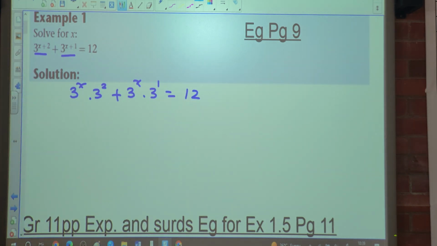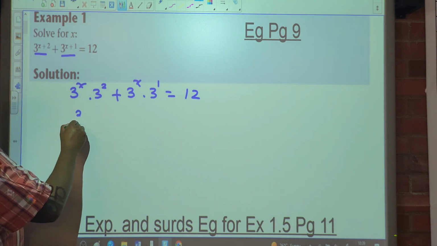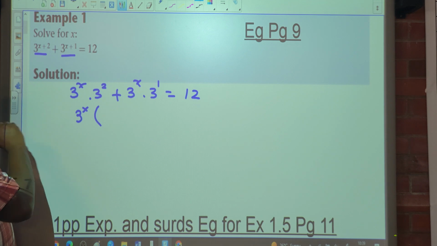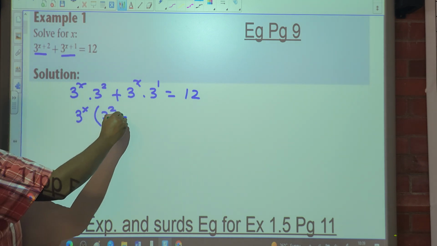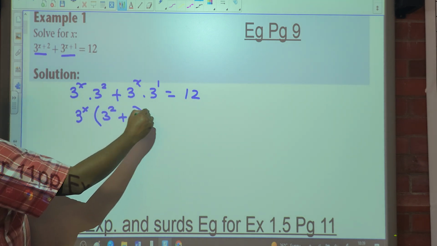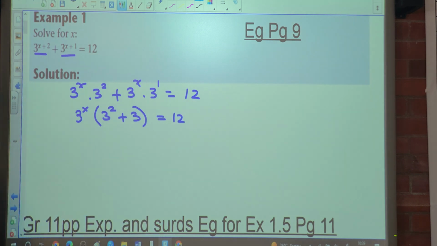Not so? So what is now common? 3 to the x. What am I left with? 3 squared plus 3 to the 1 equals 12. So how do I get 3 to the x on its own? We divide both sides by 3 squared plus 3.